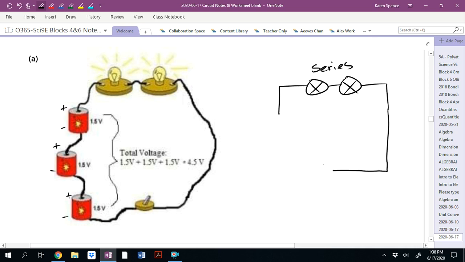Okay, and then down here we have a switch. It looks like those light bulbs are on. And if the light bulbs are on, that switch must be open or closed. It must be closed. Okay, and then we've got our negative, positive, negative, positive, negative, positive. We got 3 cells that make up that battery of cells. Okay, and that's what it should look like.